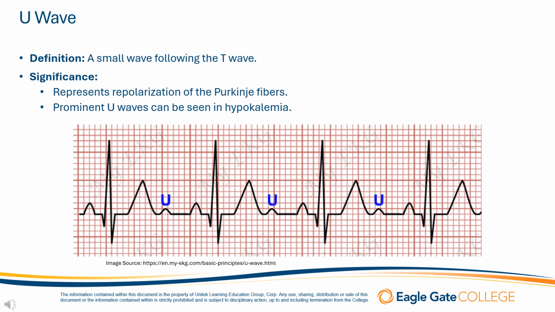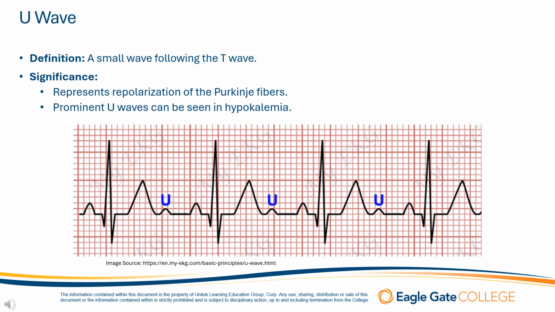Hypokalemia is the most recognized cause of a prominent U wave, resulting from reduced potassium levels in the blood, which delay the ventricular repolarization. But don't forget that certain medications, such as digitalis, can cause changes in the U wave, making it more prominent. Slower heart rates make U waves more visible as the distance between the T wave and the next P wave increases, which allows the U wave to be more distinctly seen on the ECG.